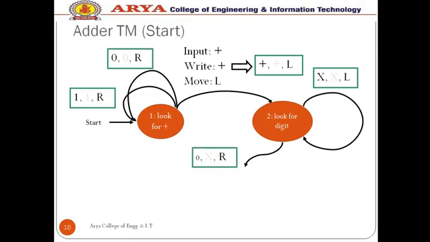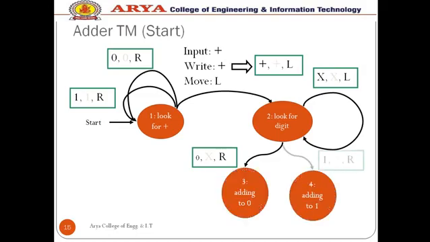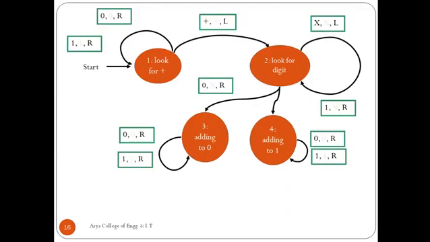Now after finding the digit, when the second state reads the value 0, this 0 is replaced by x, move in the right direction, and the result is 0. Next, if we see the value 1, this 1 is replaced by x and we move right, adding to the one value. As we see in this diagram, we repeat this step until we get the final answer. In the third state, we see adding to the 0. There are two possibilities: 1 and 0 be added, or at the fourth state we can see 0 and 1 be added.